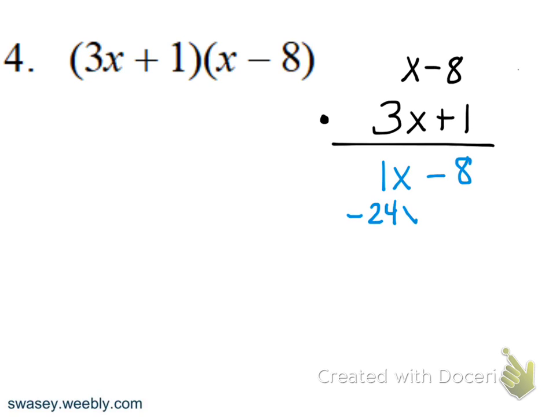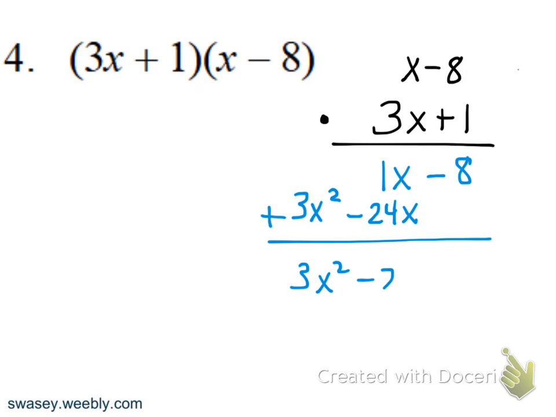When you're using this vertical method, you're going to line up your like terms. And then 3x times x is 3x squared. Now we'll add those like terms. There's no other x squareds. 1x plus negative 24x is negative 23x. And then bring down the minus 8.